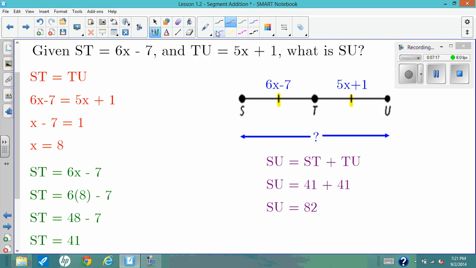Again, circling my answer. This is important to do on a test or a quiz so I know exactly what you're telling me is the correct answer.